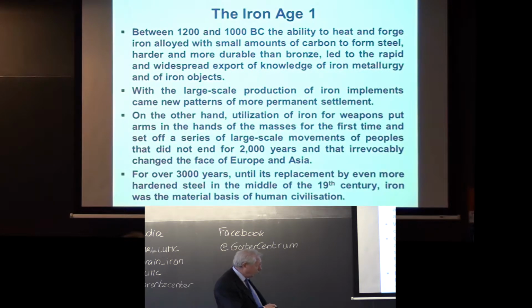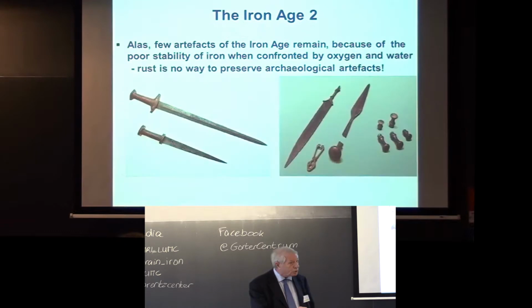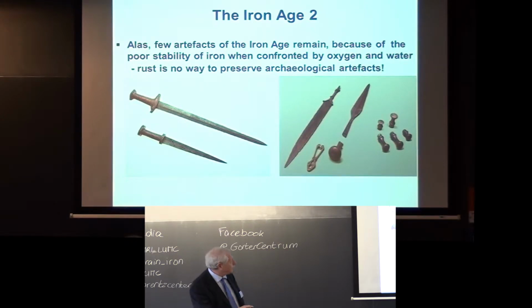and iron implements began to create new patterns of more permanent settlement. But on the other hand, iron was so readily available for weapons that you were then able to start making large changes in population, movements of people all over the face of the earth for 2,000 years, and it changed the face of certainly Europe and Asia. So for 3,000 years or so, until its replacement by the hardened steel of the processes that were developed in the 19th century, iron was the fundamental material of human civilization. Unfortunately, rust is not a good way to preserve archaeological remains, so we don't have an awful lot of archaeology remaining from the Iron Age.